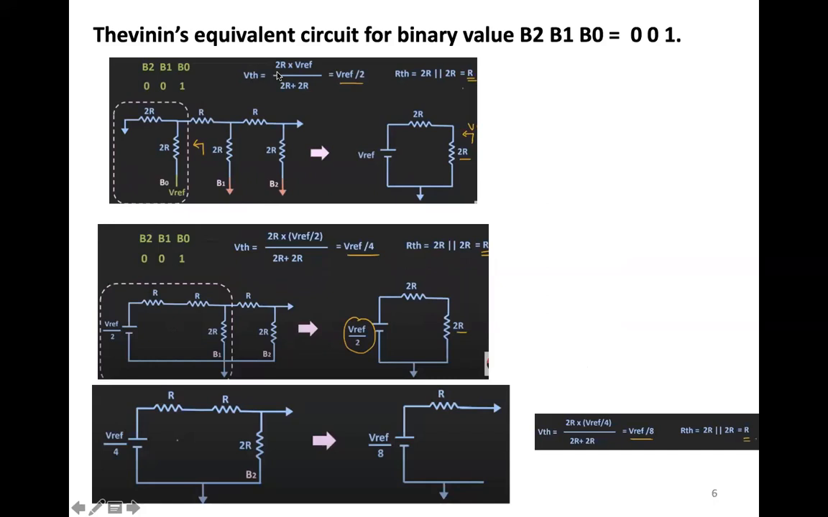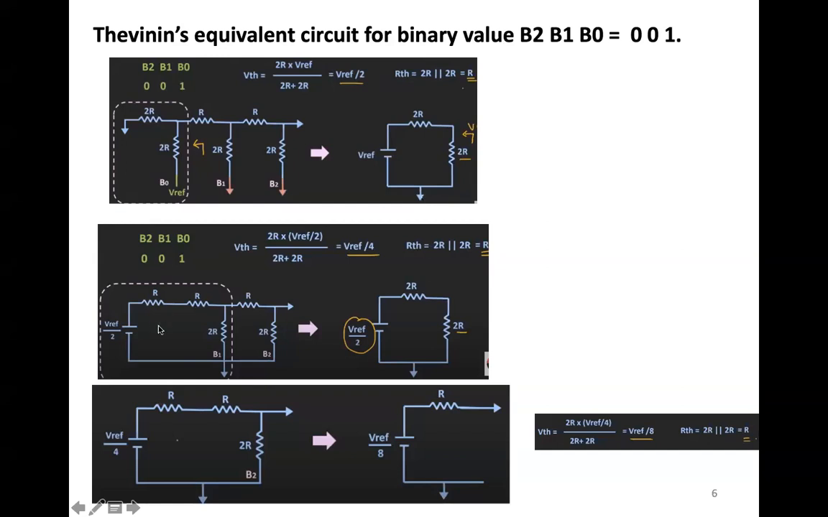So VTH is nothing but 2 into V reference divided by 2R plus 2R. We are using the formula here. Now for the Thevenin equivalent resistance, RTH is 2R in parallel with 2R, which is nothing but R. You put in the parallel formula for these resistors so we get this converted to a simpler form, and we will be getting 2R, V reference, and the ground value.